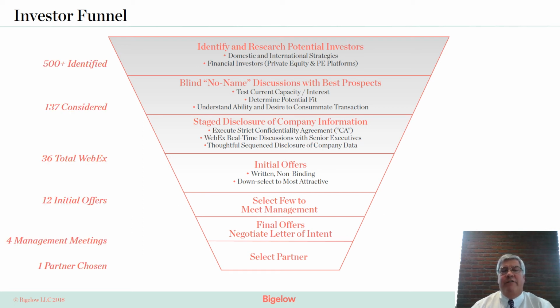Just to give you a sense, this is a typical step-by-step example where we have identified over 500 companies at the top of the funnel, the initial research phase, and then go through this process of getting down to 12 initial offers.